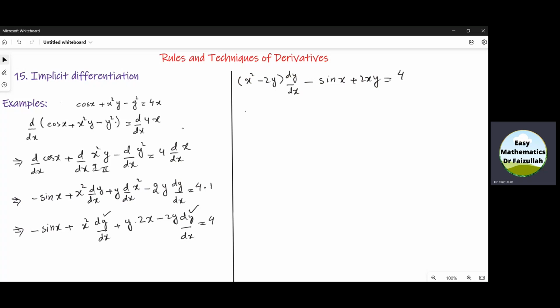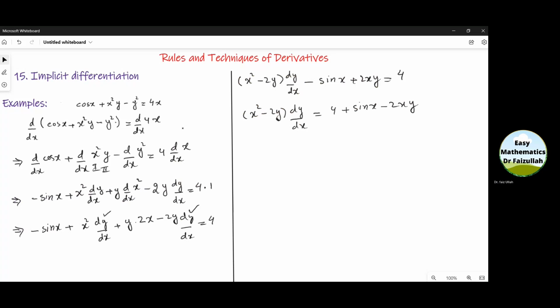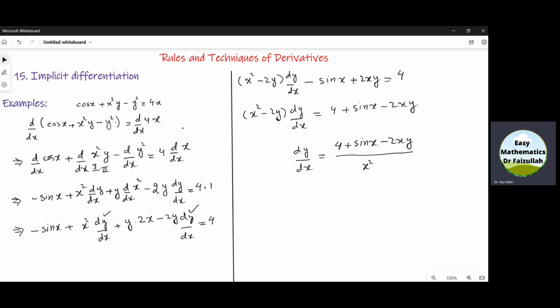Now we shall transfer all the remaining terms to the right hand side. So we have this is equal to 4 plus sine x minus 2xy. And now let us divide both sides by x square minus 2y. So we have 4 plus sine x minus 2xy divided by x square minus 2y, and that is the required value of dy by dx, and that is the solution.